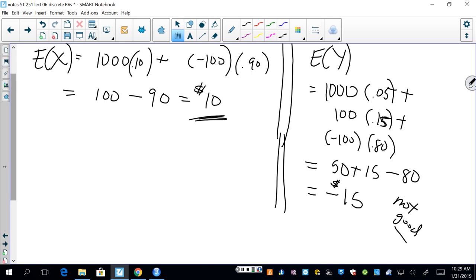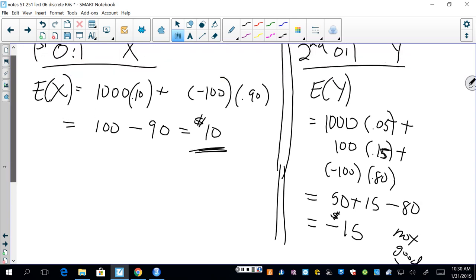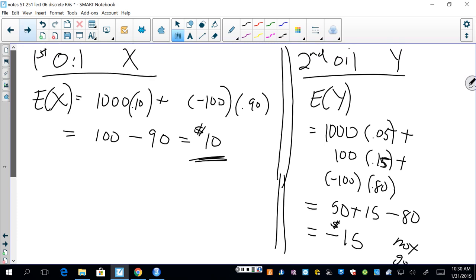You wouldn't want to invest in that second one, although you could get $1,000. If you do this over and over, you're eventually going to come out negative. So the first one looks like a better investment than the second one. So these expected values give some comparison. But any questions?